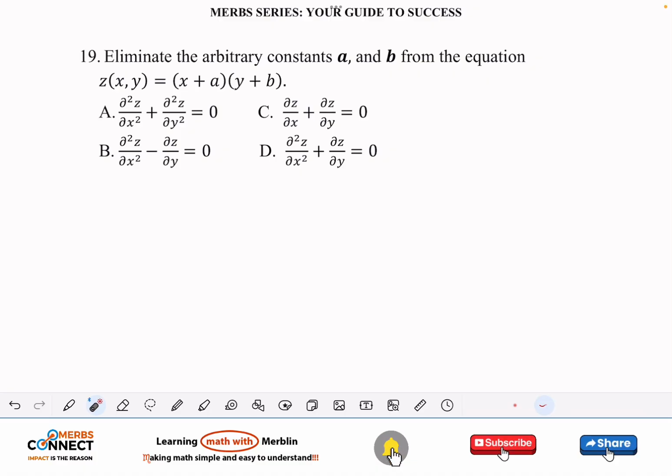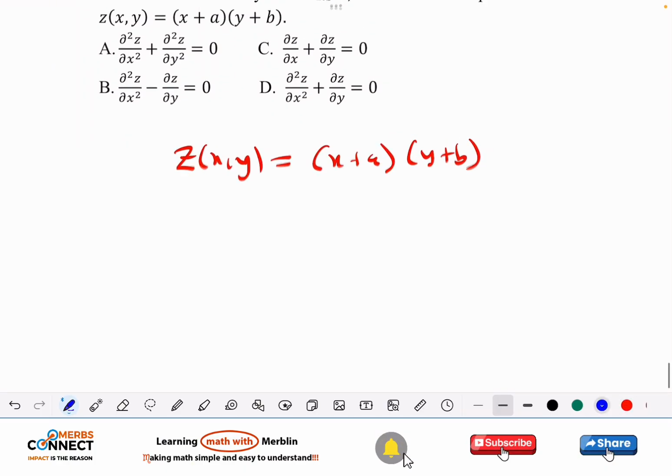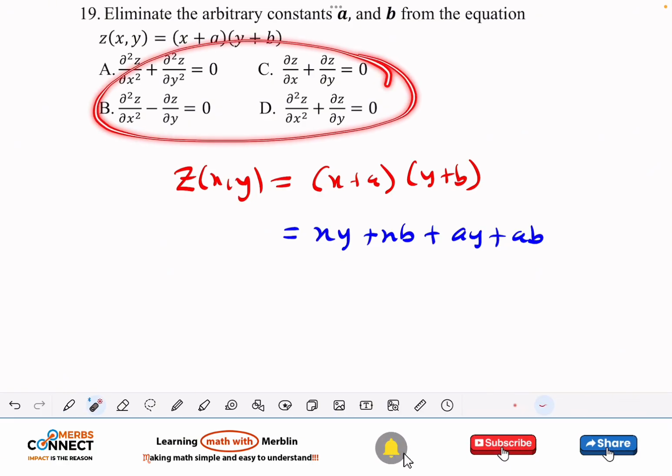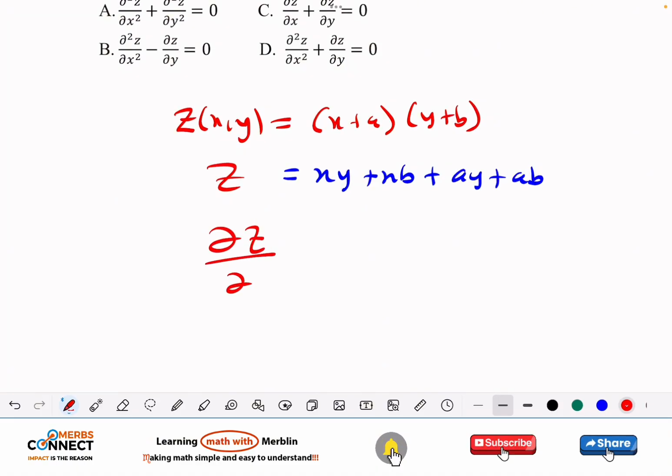I love question 19. So question 19, we want to eliminate the arbitrary constants a and b from the equation. So giving us this plus this and y plus b, what we can do here is we can just multiply through. So x times y plus xb plus ay plus ab. Then we just start differentiating. So looking at the options, we need to differentiate z with respect to x till the constant gets to 0.